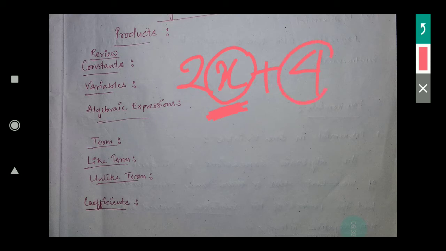So here one number is there. In this expression, 2x plus 4, this 4 is a number. So that means this 4 is called a constant. But this x, we don't know the value of x. What numerical value it will be, decimal, fractional, whatever it can be, we don't know. So that means it depends.